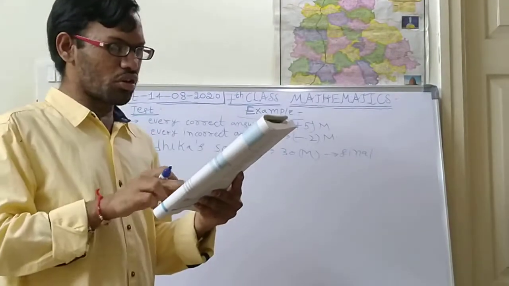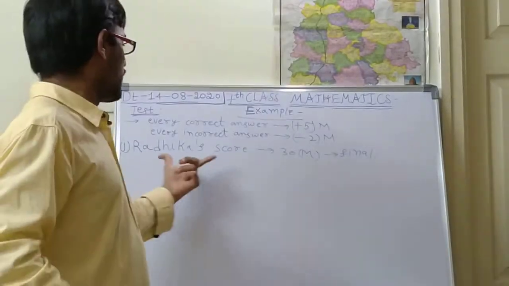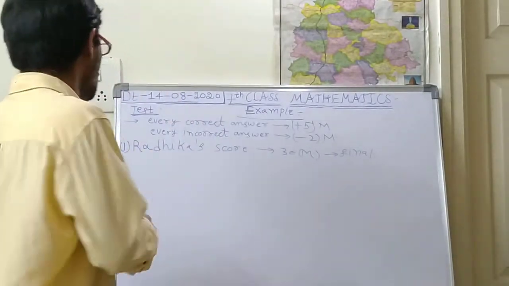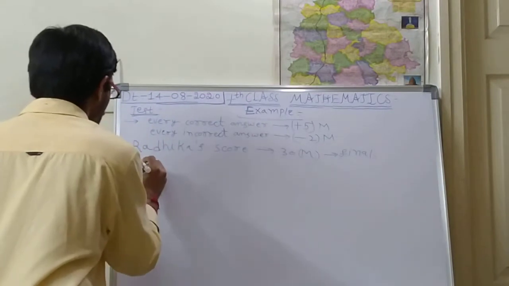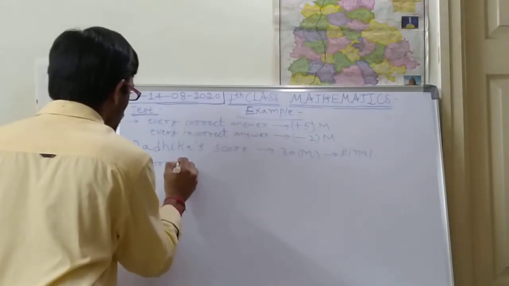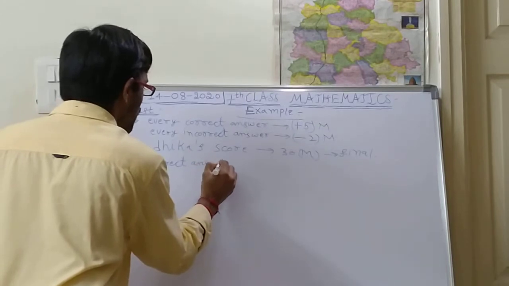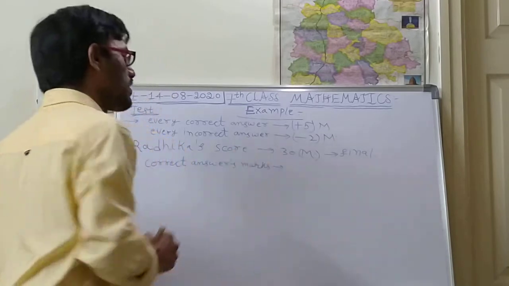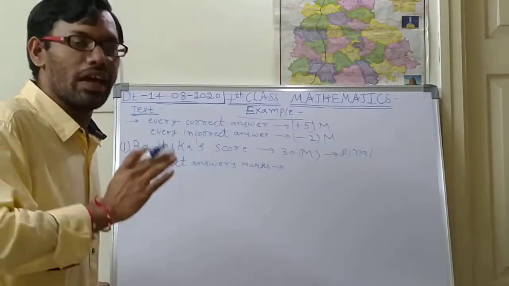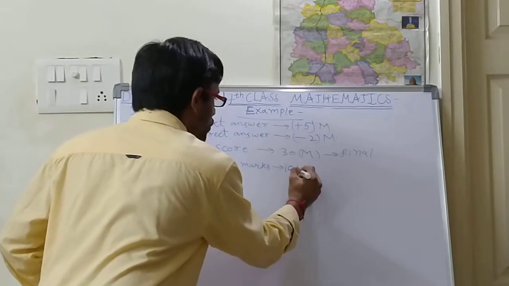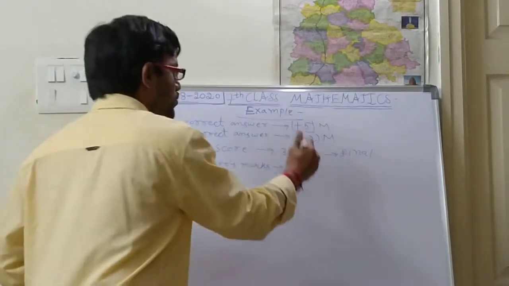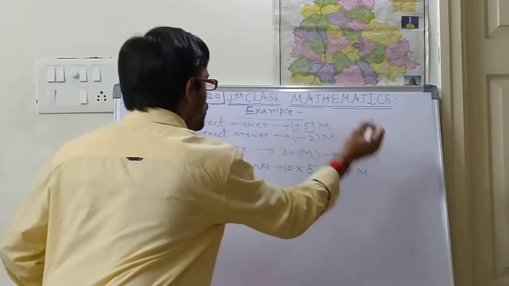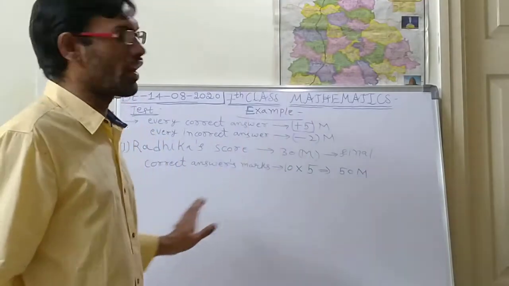Here, there are 10 correct answers in Radhika's paper. For every correct answer, plus 5 marks. So how many marks for the correct answers? She got 10 correct answers, so 10 into how many marks for every correct answer? Plus 5 marks. 10 into 5. So totally 50 marks. For the correct answers she got 50 marks.